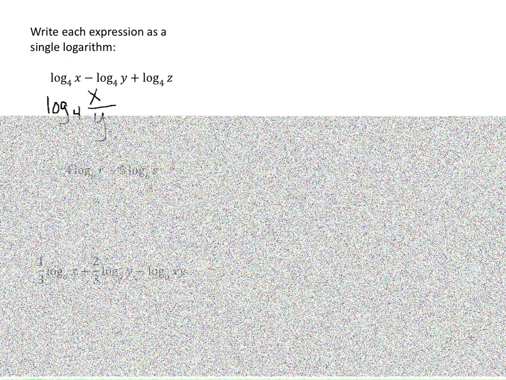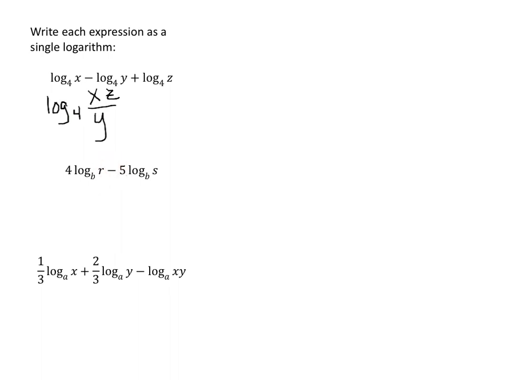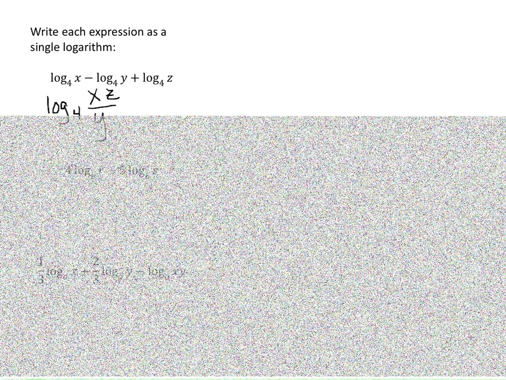Taking a look at the next problem, we should notice that we've got some power rule things happening here. And we should also notice that we've got a subtraction sign, which means that there's a fraction. So what I'll do is I will write this out in stages. First, I will move these coefficients into the exponents where they belong. So we'll have log base b of r to the 4th minus log base b of s to the 5th. Now I will write this as the fraction: log base b, r to the 4th is our numerator, s to the 5th is our denominator.